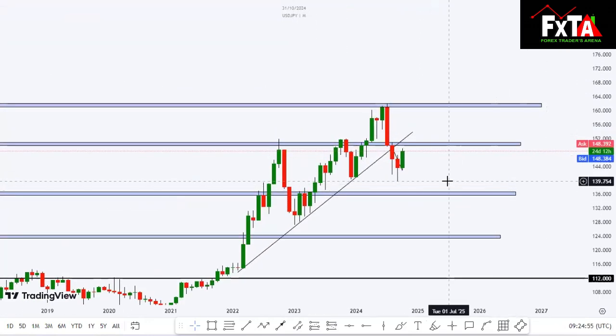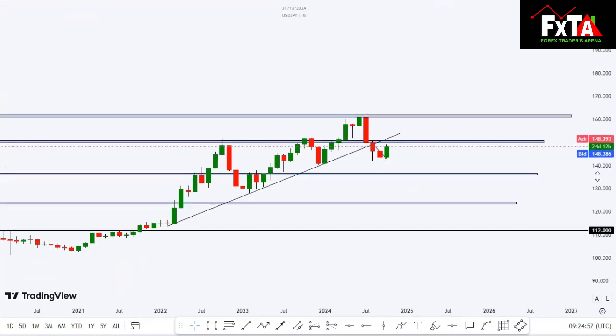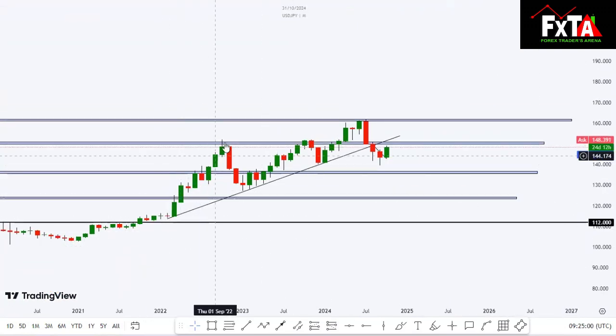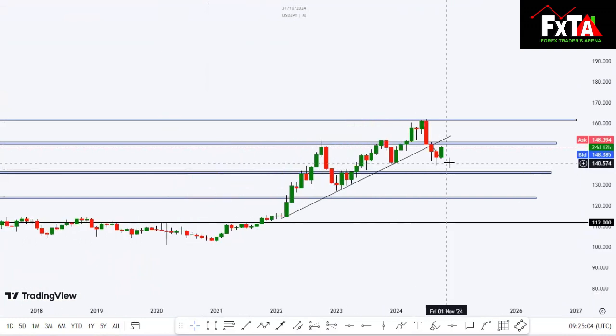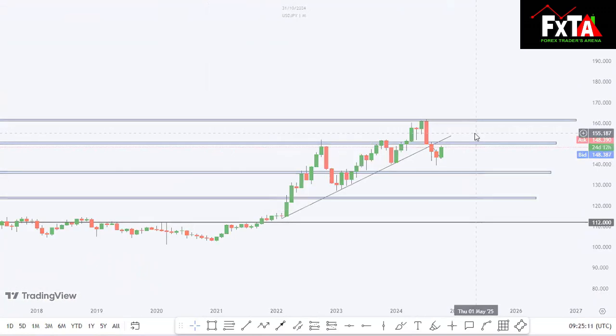Here too, price is bullish, and has been bullish for quite some time now, making higher highs and higher lows. So this is the monthly time frame. We cannot do much here. Then we move on to the weekly time frame.